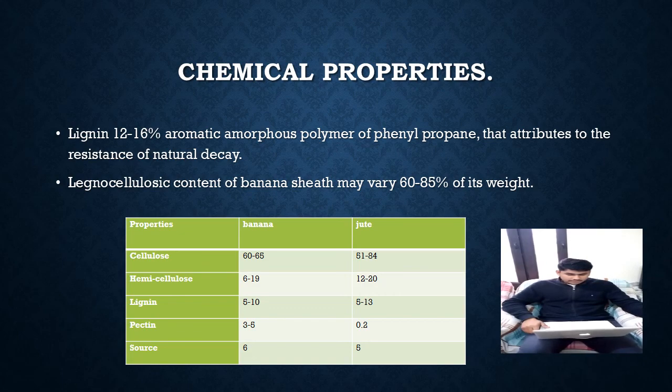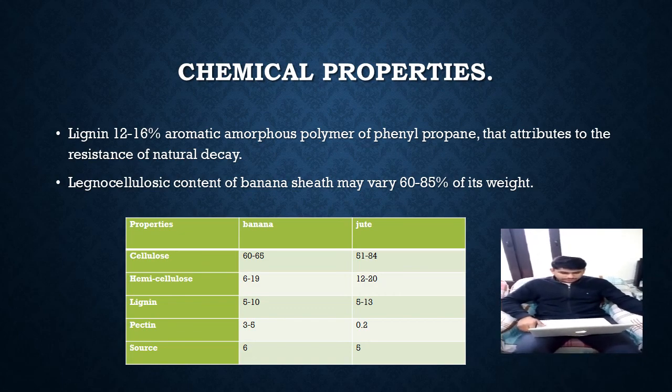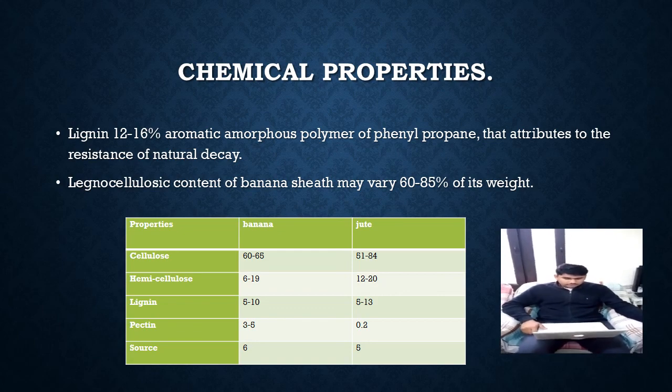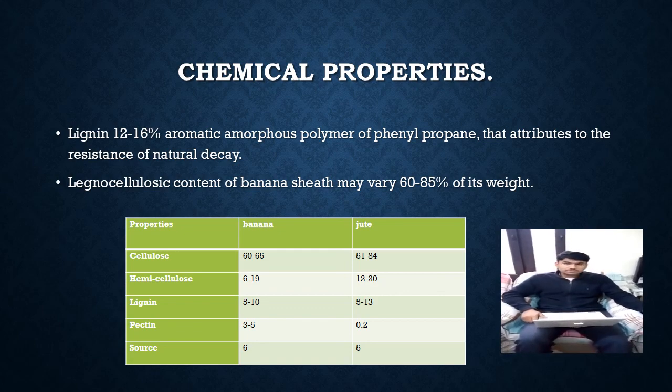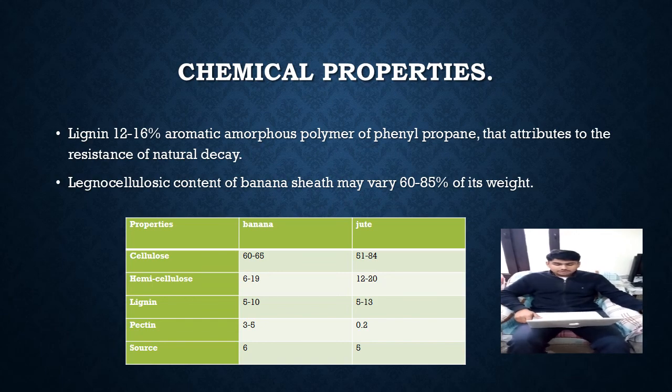Here is a graph which shows you the difference of chemical properties of banana and jute fiber. This shows the cellulose content in banana is 60 to 65%, while jute contains 51 to 84%. Pectin is 3 to 5% in banana, while in jute it is 0.2, which is almost negligible. The source in banana is 6, while the jute contains only 5.